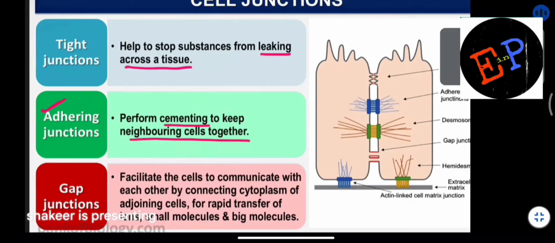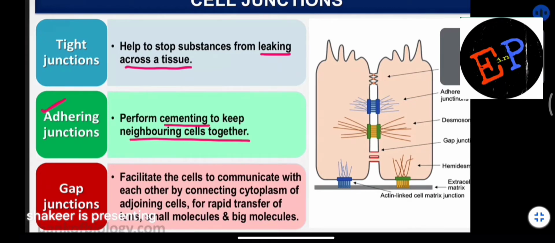Clear? Next, gap junctions. What are these gap junctions doing? These junctions are responsible for communication between one cell and the other cell. The human body is a very complex structure, isn't it? Very complex. So definitely there must be communication between one cell and another cell. Then only the human body can perform as a whole. Are you able to understand?